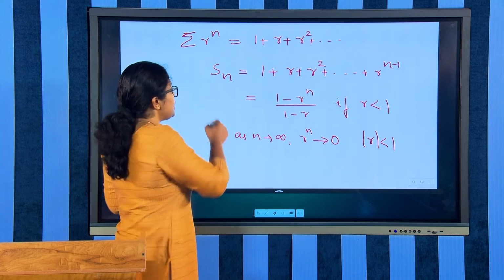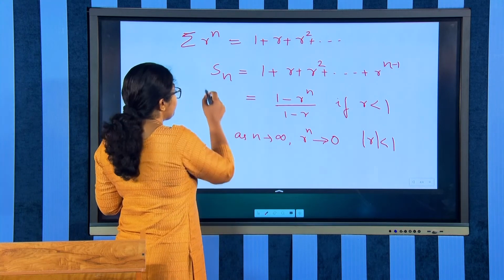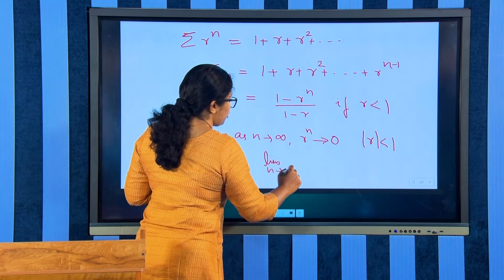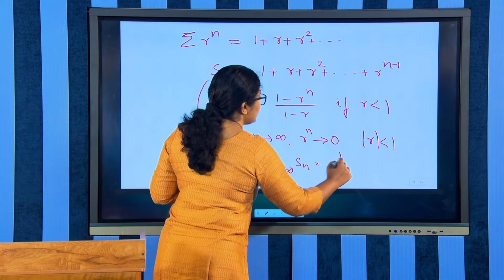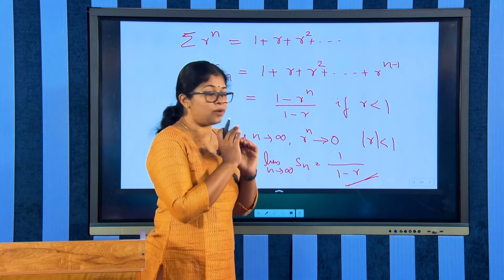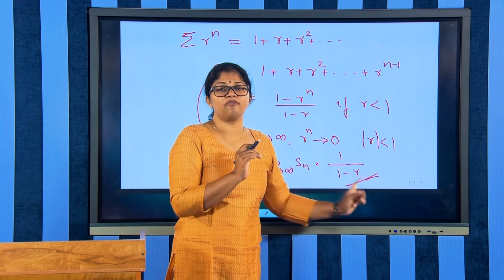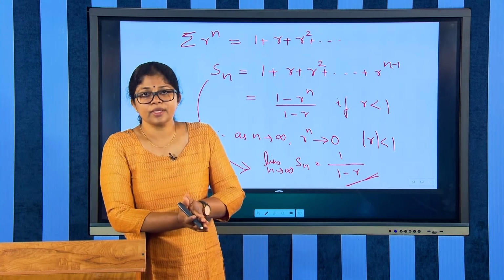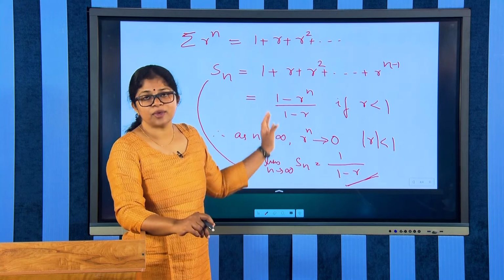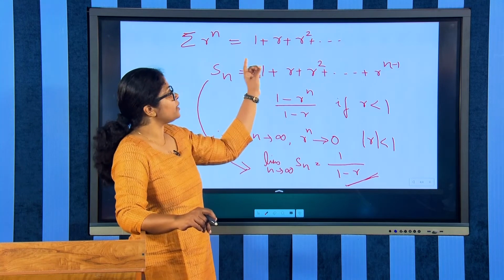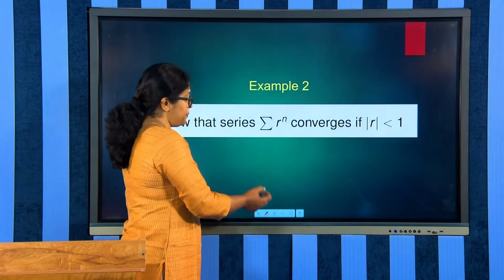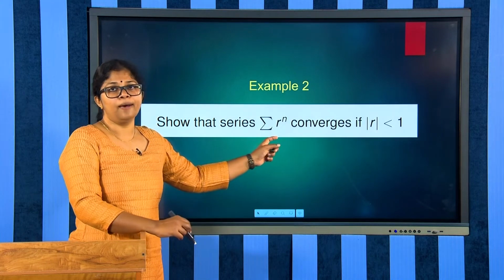So in this term (1 minus r power n) by (1 minus r), r power n goes to 0 as n tends to infinity, which forces the limit as n tends to infinity of Sn to be 1 upon 1 minus r, and r is a number less than 1, and so 1 by 1 minus r will be a finite quantity. Hence the limit of Sn is finite, which means the sequence Sn converges, and so the infinite series also converges, as was required in the example. This was exactly what was given to prove in the example.